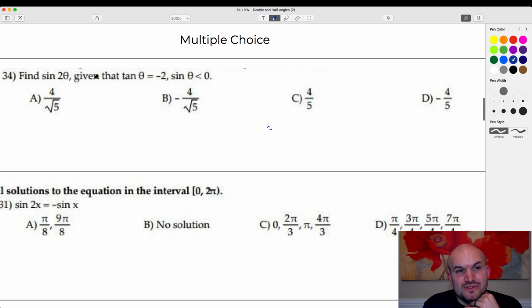All right, so find 2 theta, tan equals -1. So again, guys, this is one of those triangle problems. We know that tangent is opposite over adjacent, so it has to be a comparison of something. Sine is less than 0.